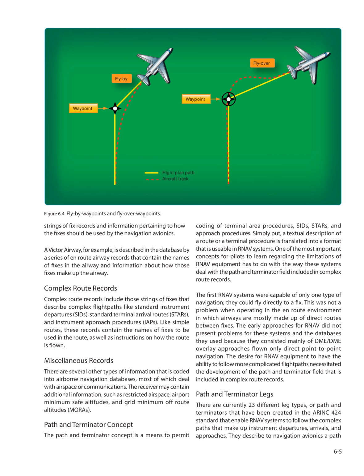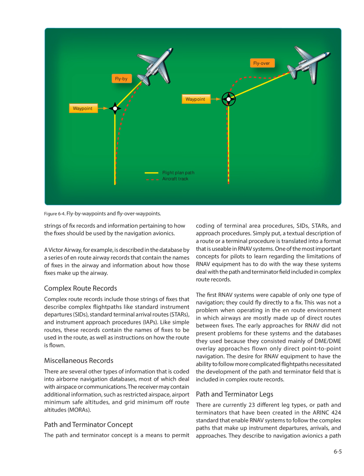The first RNAV systems were capable of only one type of navigation. They could fly directly to a fix. This was not a problem when operating in the en-route environment in which airways are mostly made up of direct routes between fixes. The early approaches for RNAV did not present problems for these systems and the databases they used because they consisted mainly of DME/DME overlay approaches flown only direct point-to-point navigation.